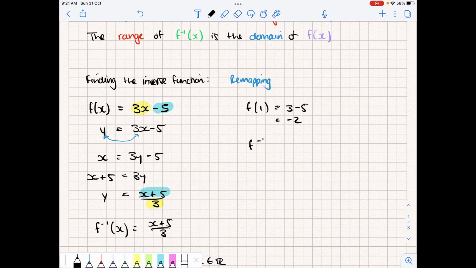So let's say we want to take the value of minus 2 for the inverse function. So I'll get minus 2 plus 5 all over 3. So BODMAS, I need to add the 5 first. I'll get 3. 3 divided by 3 is going to give me 1. And so I have returned to my original value.